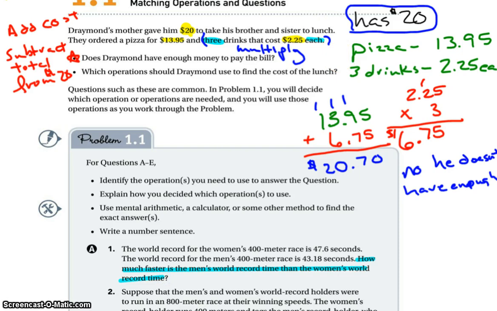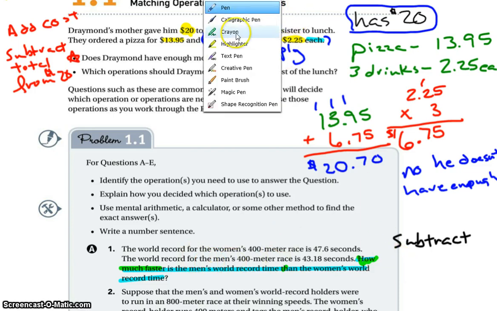Okay, so we've got a couple of things in there. We've got how much faster. That implies that we're looking for a difference. Okay, and then we have this than. So we're going to be doing a difference. Okay, so our question implies that we should be using subtraction. Anytime that we are finding a difference, we're going to be subtracting.